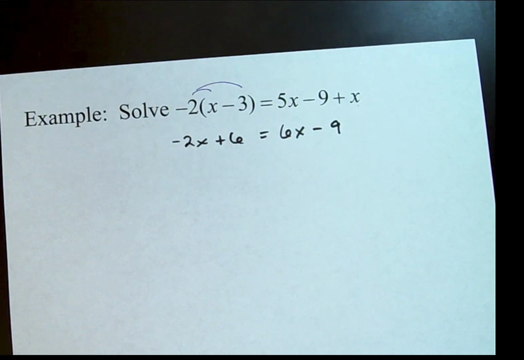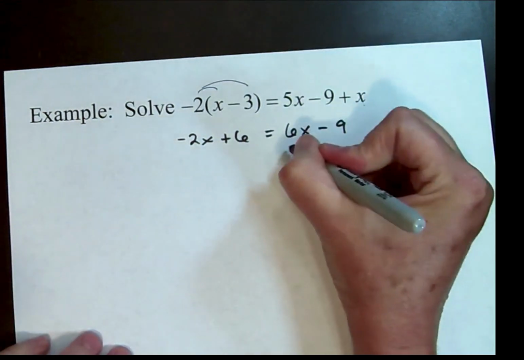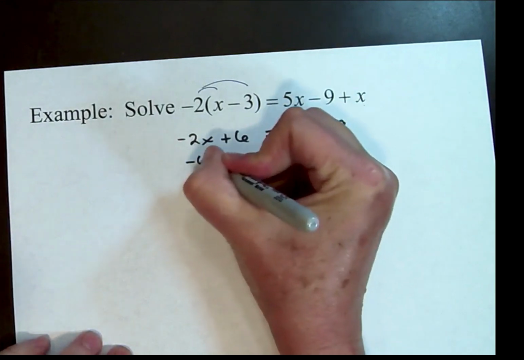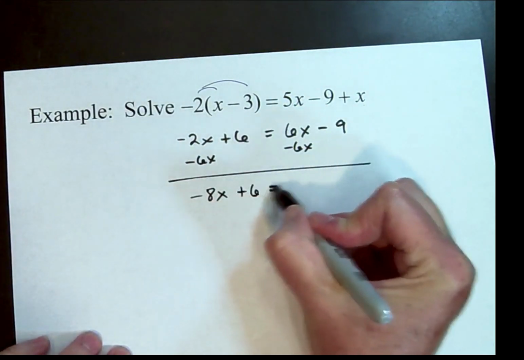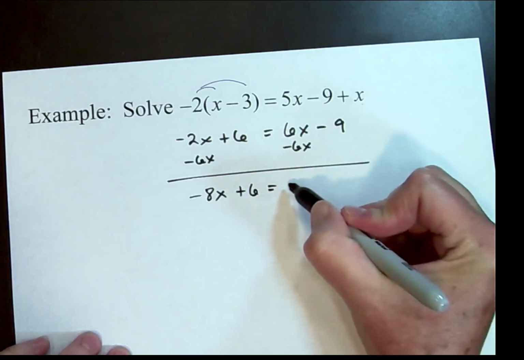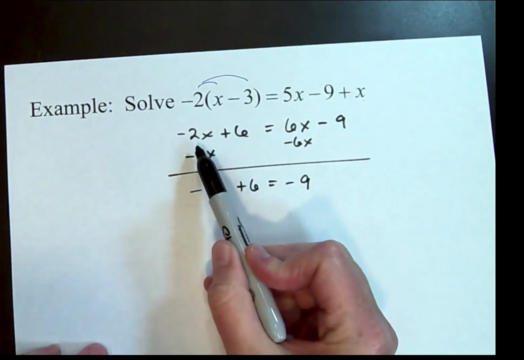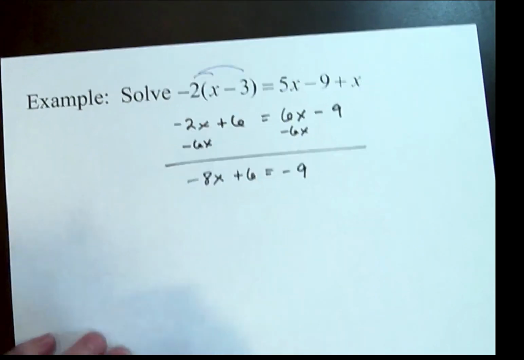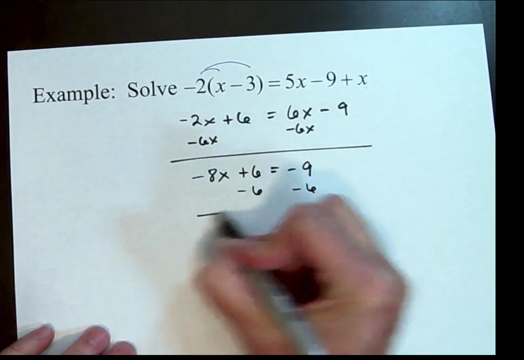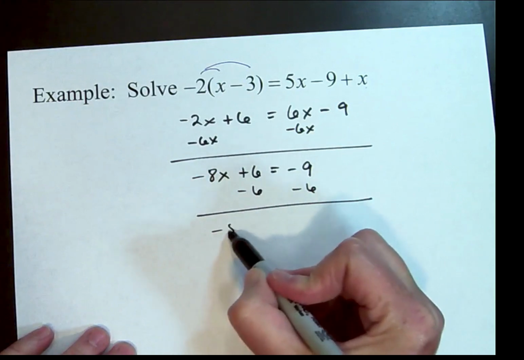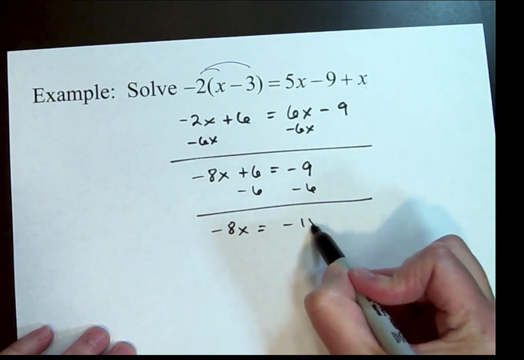Okay, step 3 is to add and subtract until I get all the x's on one side and all the constants on the other side. So let's see, if I subtract 6x on both sides, I'll have all the x's on this side. Right, because 6x minus 6x is no more x's. Now, you might have preferred to add 2x to both sides. That's okay, it doesn't matter. And to get all the constants on the other side, I'm going to subtract 6. So minus 8x equals negative 15.